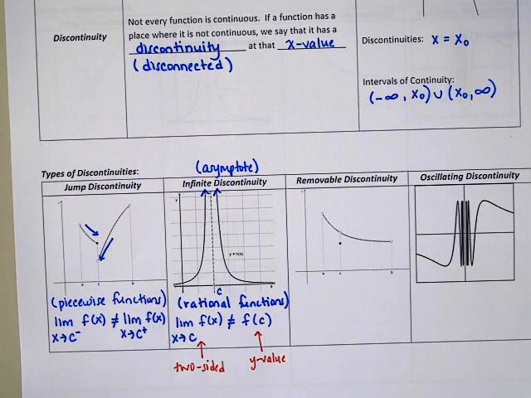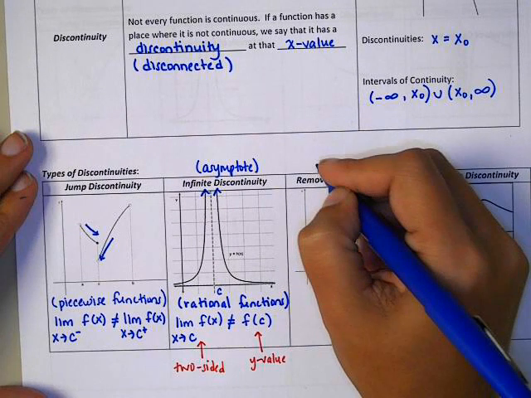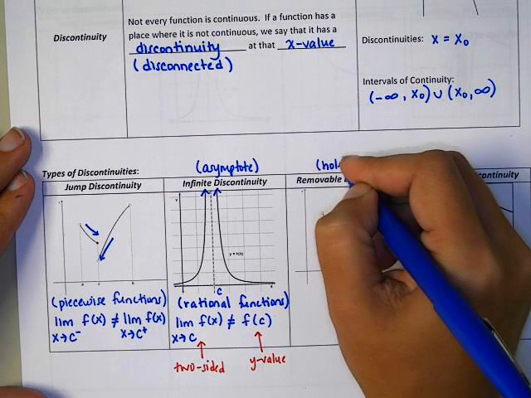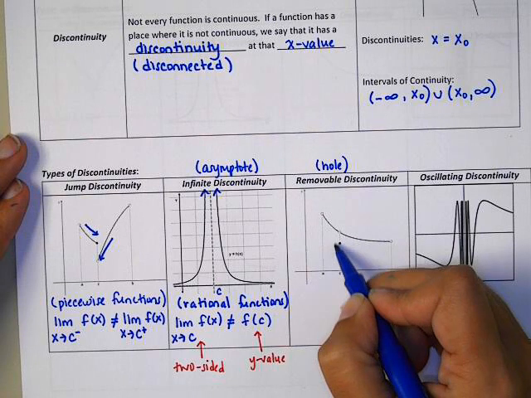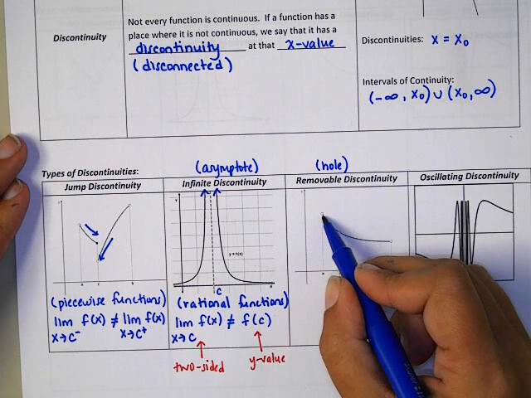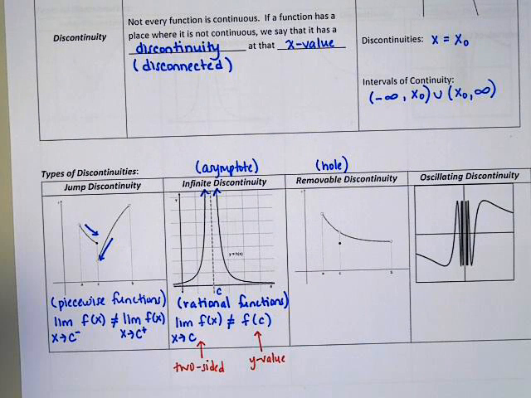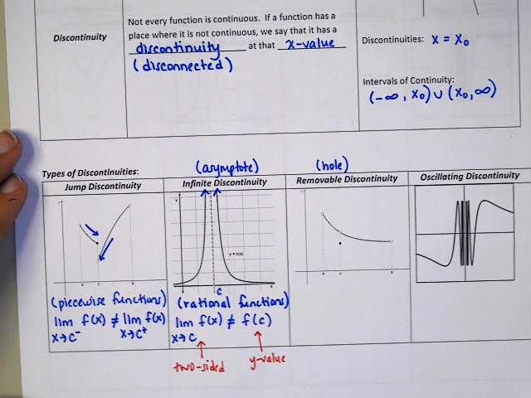Next, we have something called a removable discontinuity. A removable discontinuity means that there's a hole in the graph. Sometimes there's a hole like this one where there's a closed circle somewhere else, and sometimes there's a hole like this one where there isn't a closed circle somewhere else. But it doesn't matter. It's called a removable discontinuity.